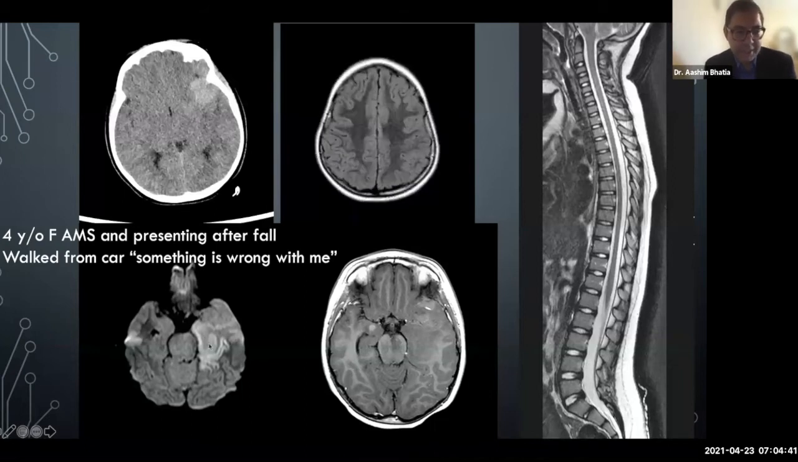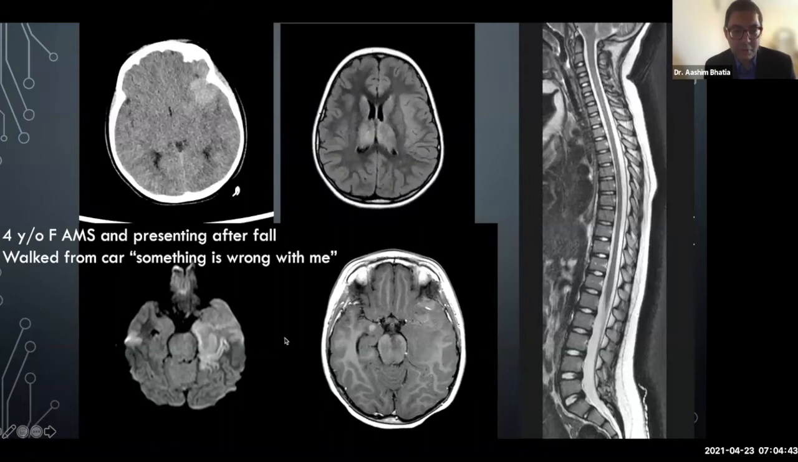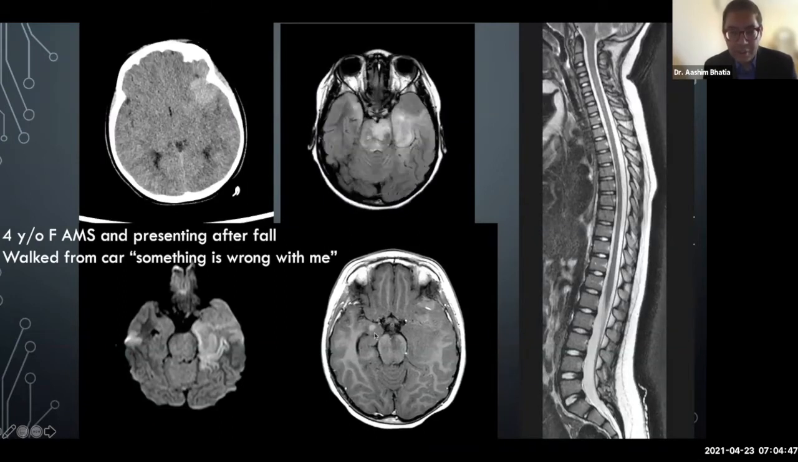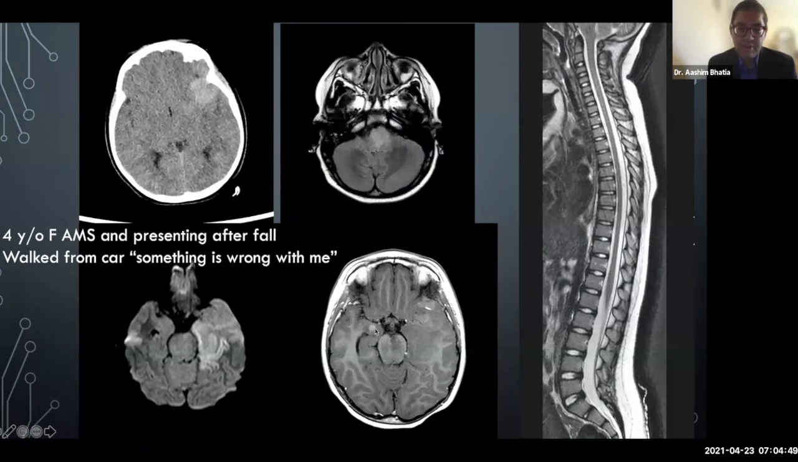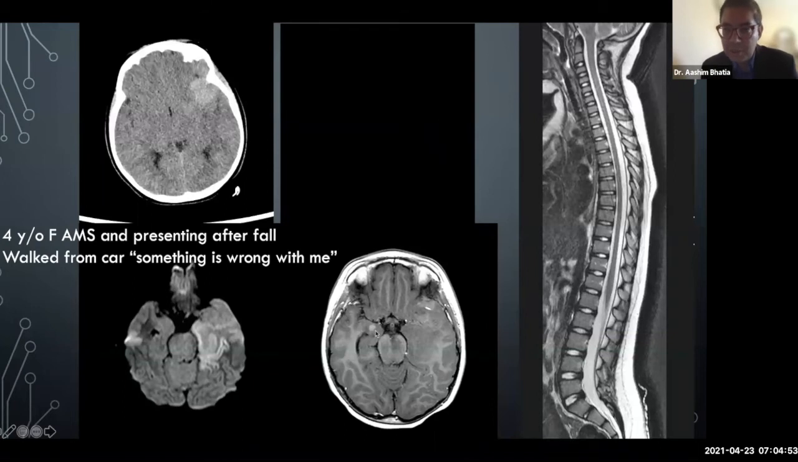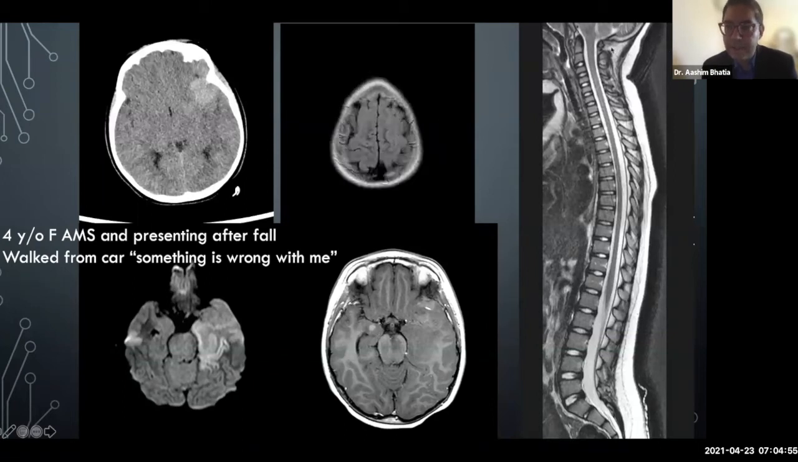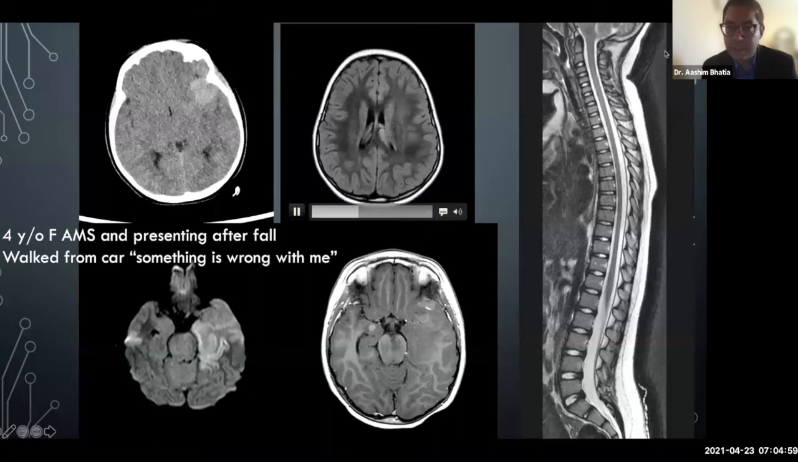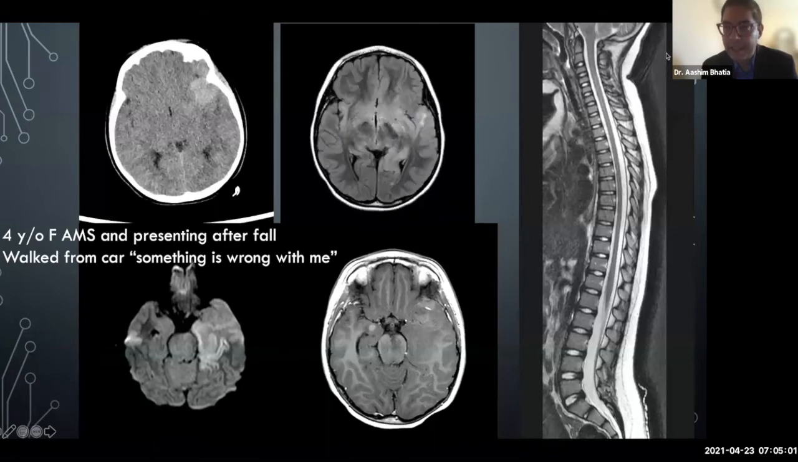If you look at the DWI sequence, there's reduced diffusion in the left temporal lobe. And if you look at the post-contrast sequence, there's a little focus of enhancement right there in the right temporal lobe. So you have a lot going on in the brain. And the question was, is this definitely a tumor? I was pretty convinced with the imaging findings that we're dealing with a neoplastic process. Some people weren't as convinced.